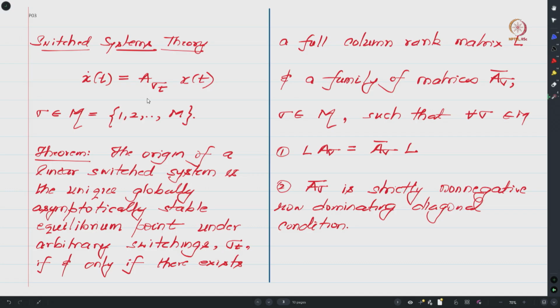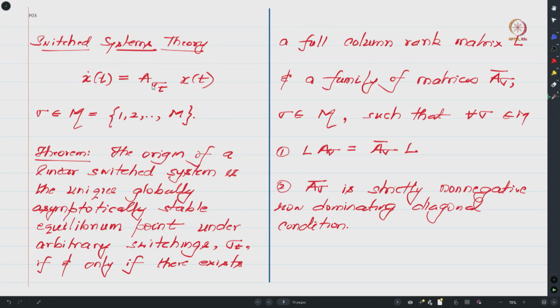So as your t changes, the driving matrix also changes, and because of this such a dynamical system is referred to as a switched system. Sometimes this sigma can depend on t, sometimes it can depend on x of t, and sometimes on both t and x of t. Now for such systems, of course the origin is an equilibrium point, but one would like to identify some conditions on these switching matrices to check whether the origin is a globally asymptotically stable equilibrium for this ODE or not.